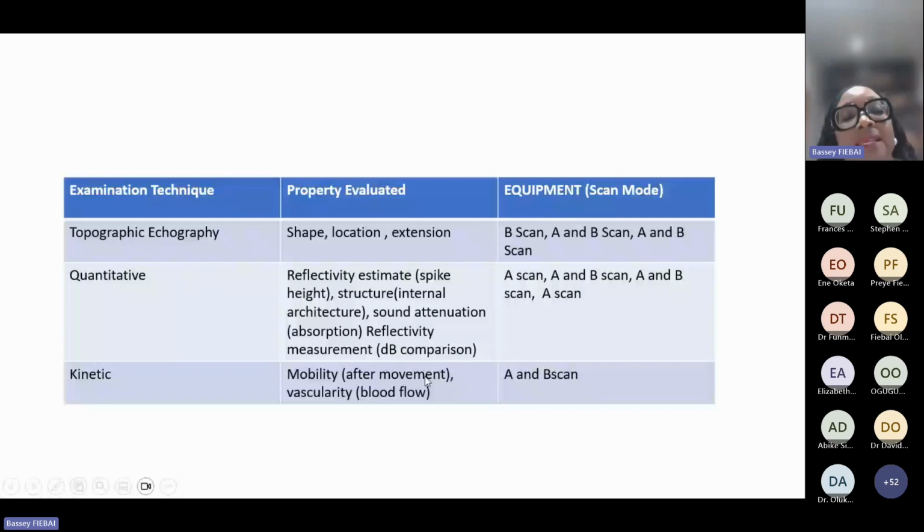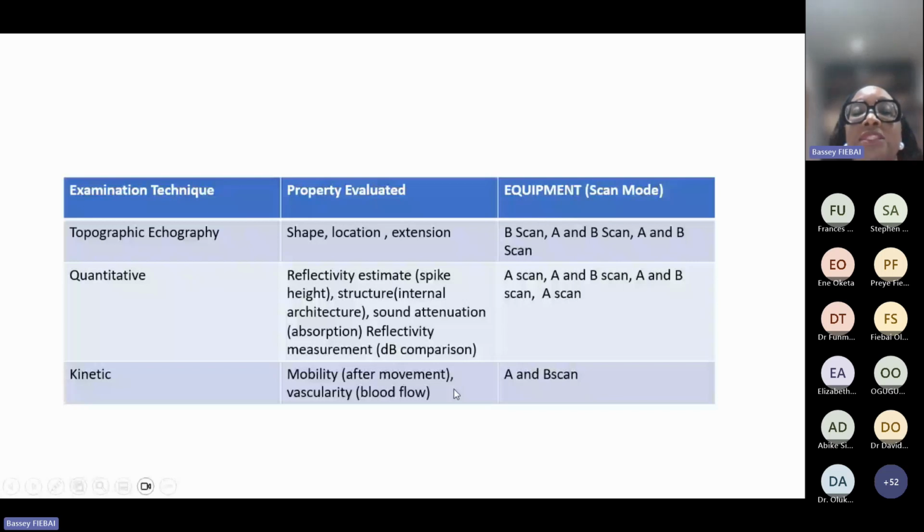Also, kinetic examination gives you an idea of the mobility, for instance, of a membrane. So if you have a posterior vitreous detachment, you're expecting to see an after movement. When the eye moves and then becomes stationary, you will see an after movement. If the membrane is very mobile, then you know you're dealing with something like a posterior vitreous detachment.